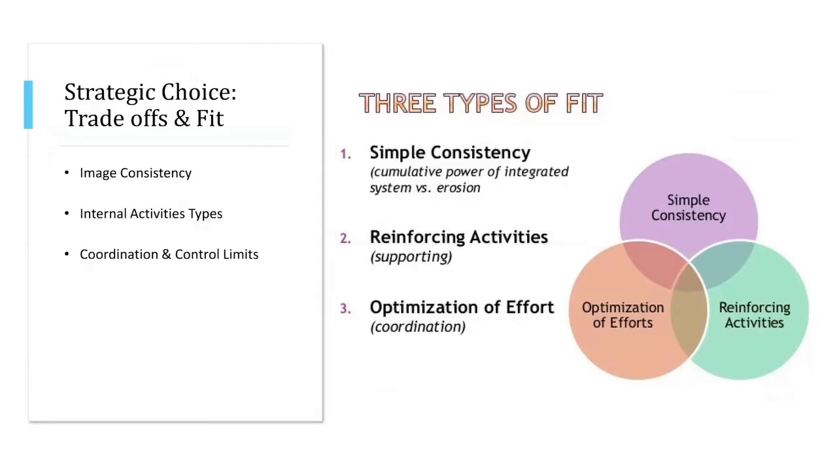First order fit, simple consistencies between each activity and the overall strategy. Second order fit, having reinforcing activities. And at the deeper level, the third order fit, optimization of efforts. So that's basically coordination and information exchange across activities to eliminate redundancy and minimize wasted effort. And these are the most basic type of optimization.